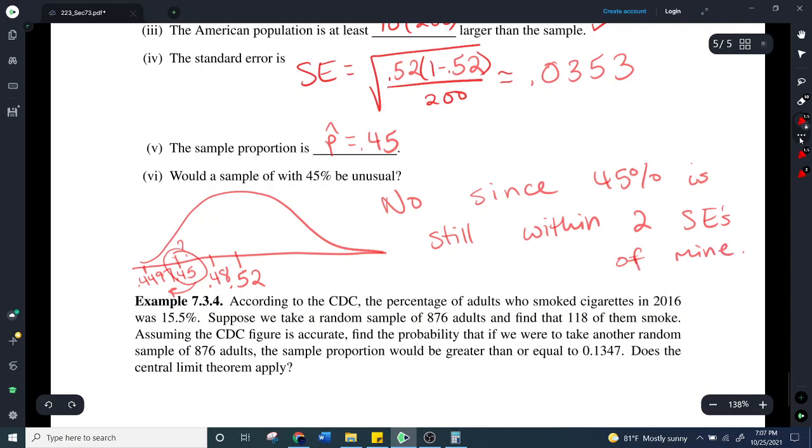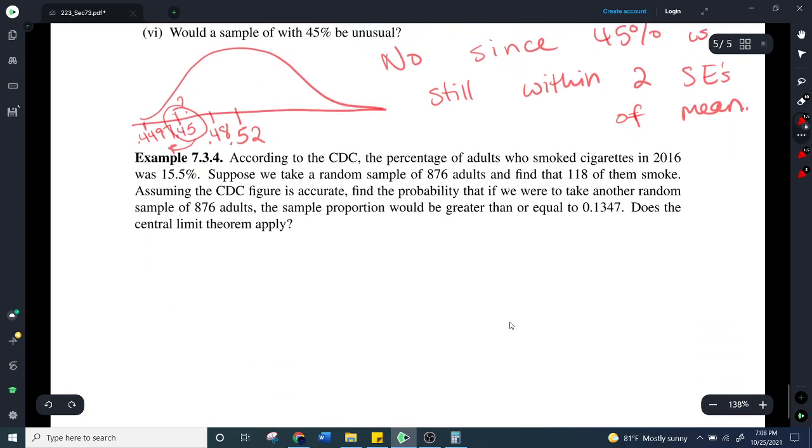Well, of the mean. Let's try that again. Of the mean. And what I mean by mean, I mean the 52%. It's still within 2 standard errors of the mean, or what we would have expected. So no, this would not be unusual. Let's do one more example.